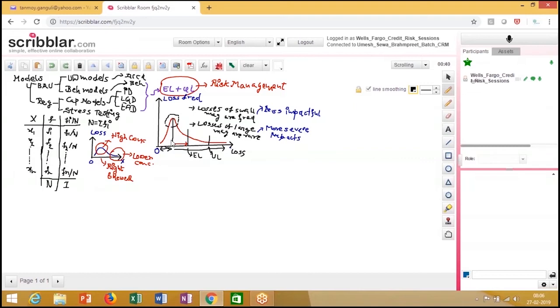So I'll come down to how I compute this capital, and how expected losses are computed. But before that, what I want to understand is, is this idea clear to us?